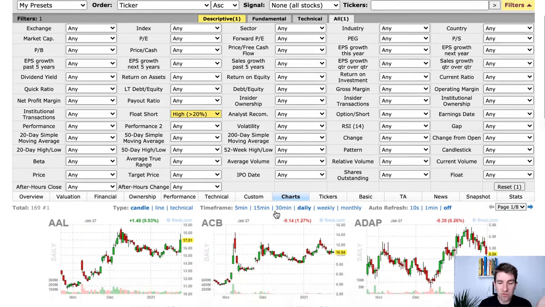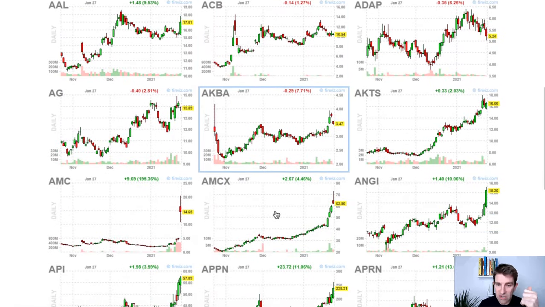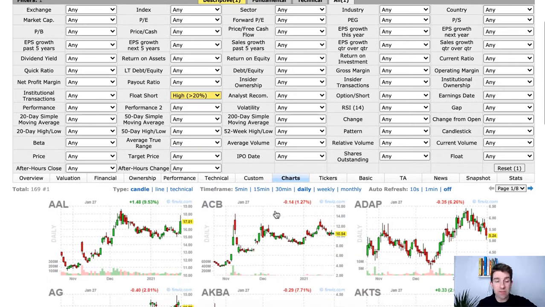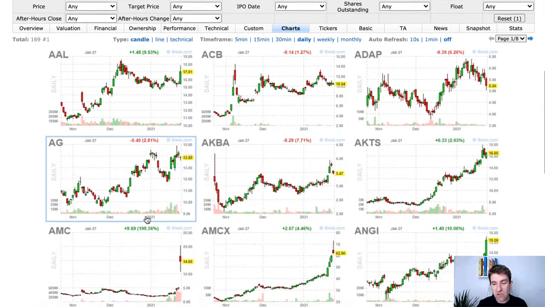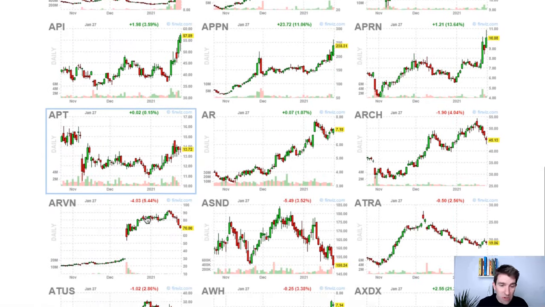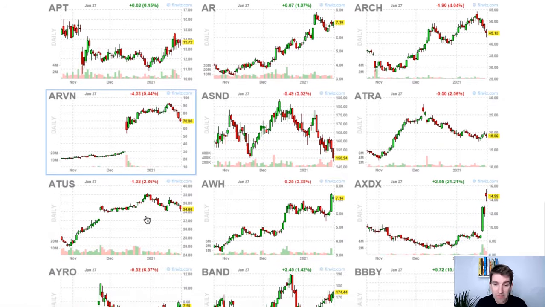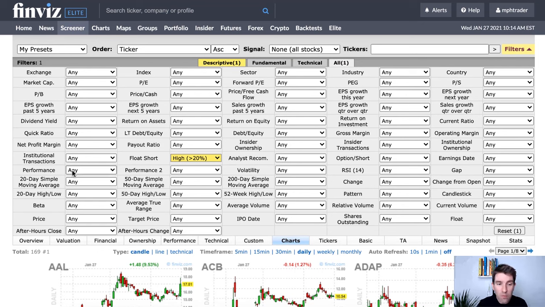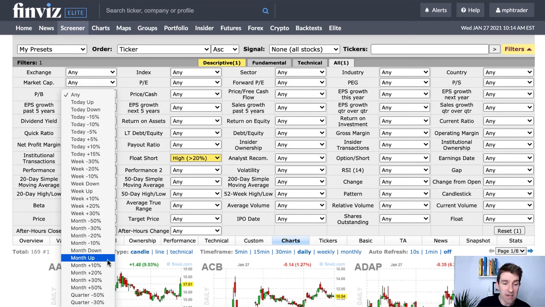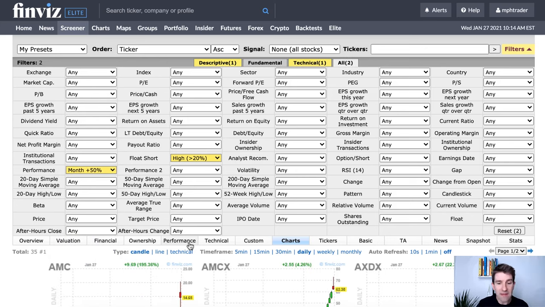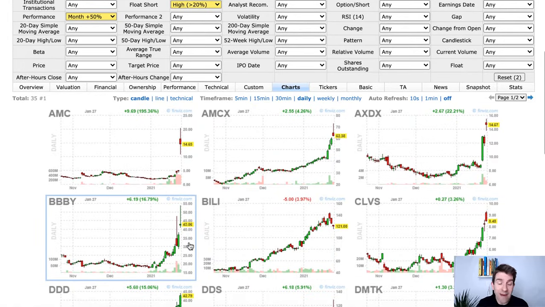So high short float is a good starting point, and that's going to get you some of the way there. But what you really want is the additional thing of performance. Now, if you've got time to sit through, I've got 169 results here. I'm always a big fan of eyeballing with my own eyes and deciding whether I want to take a deeper look or put it into a watch list. But if you don't want to do that, use the performance filter and say, for the month, I want to see this thing up at least 50%. That gives you 35, which is a much more manageable amount.